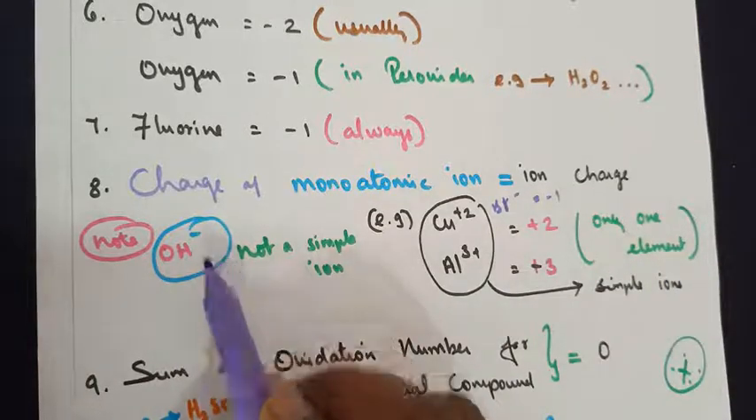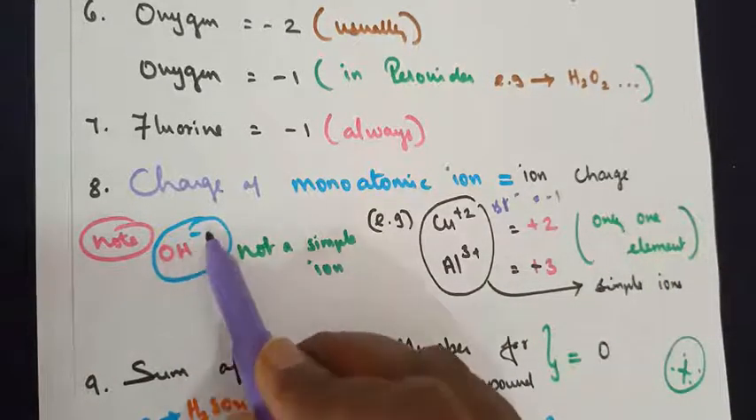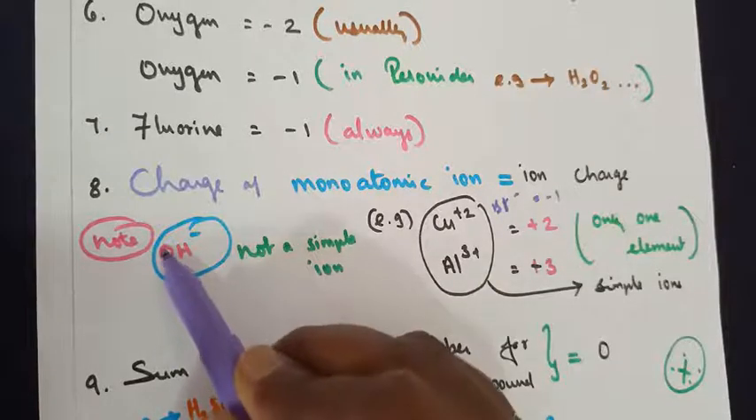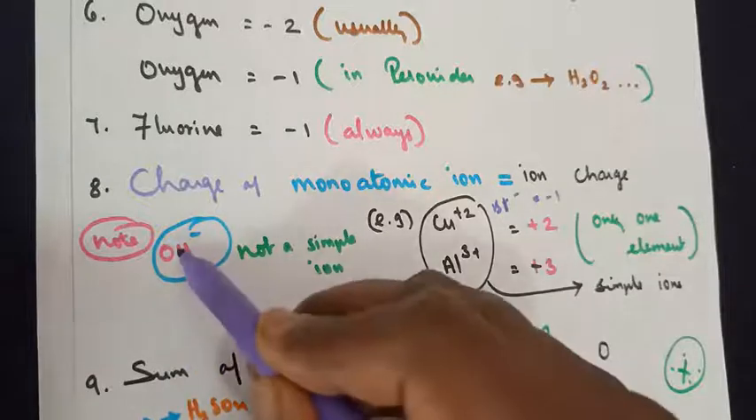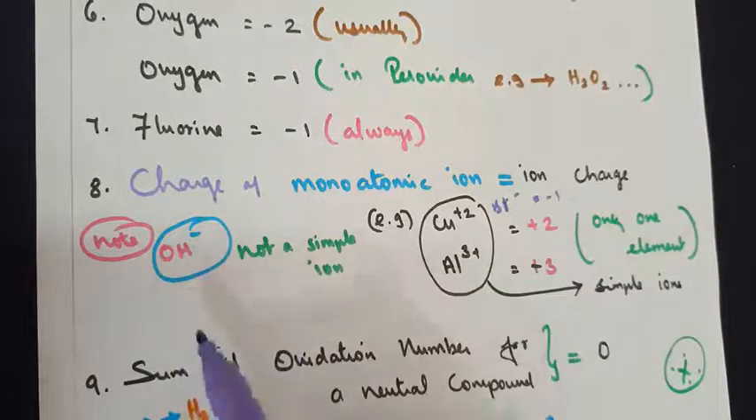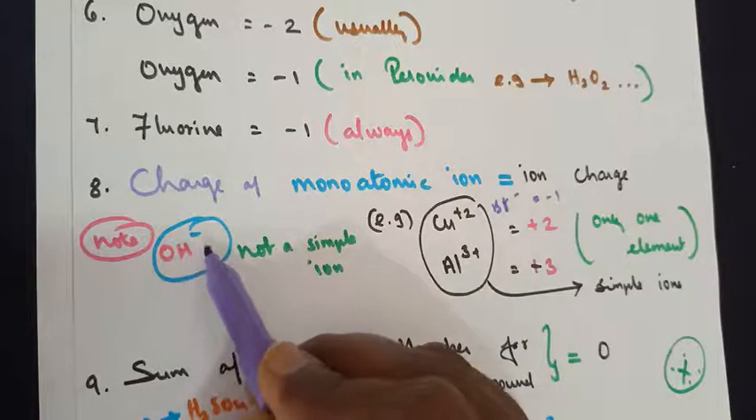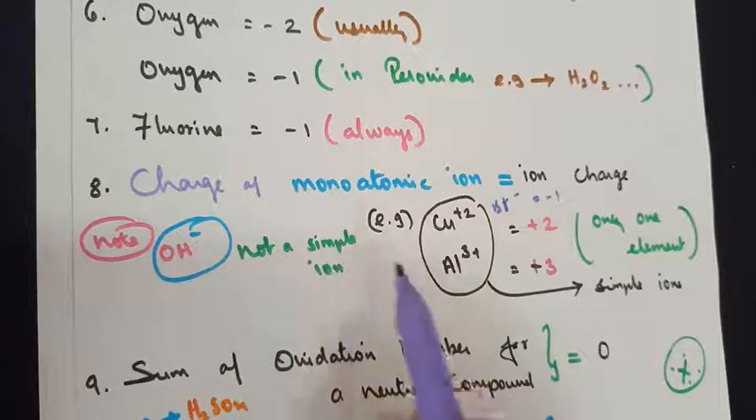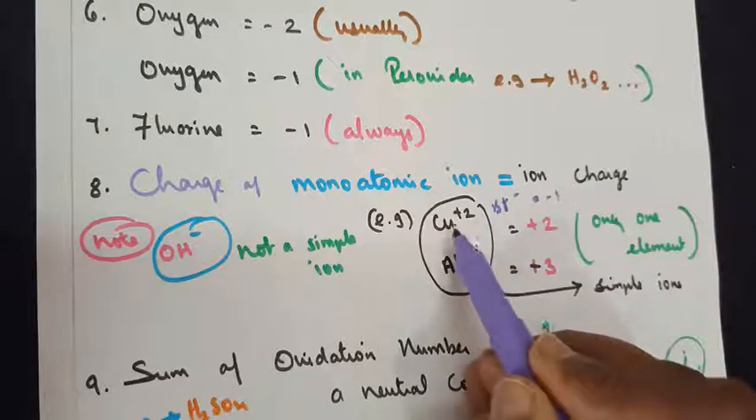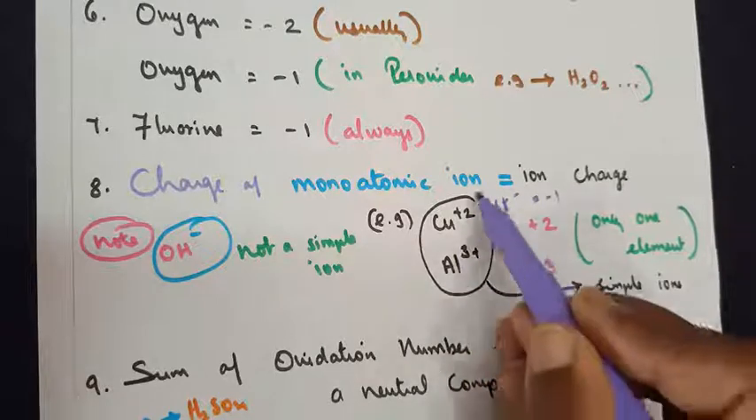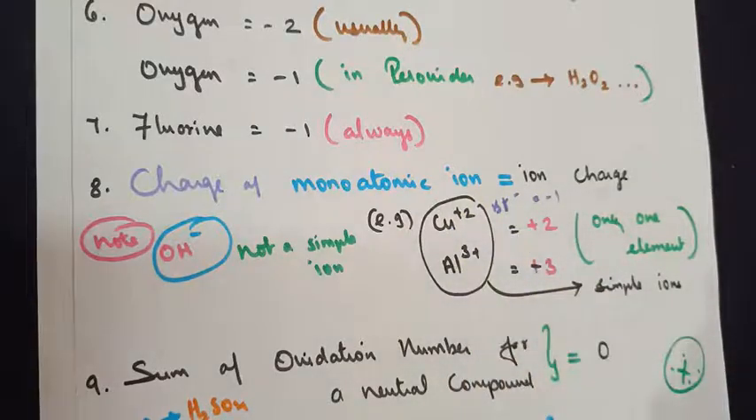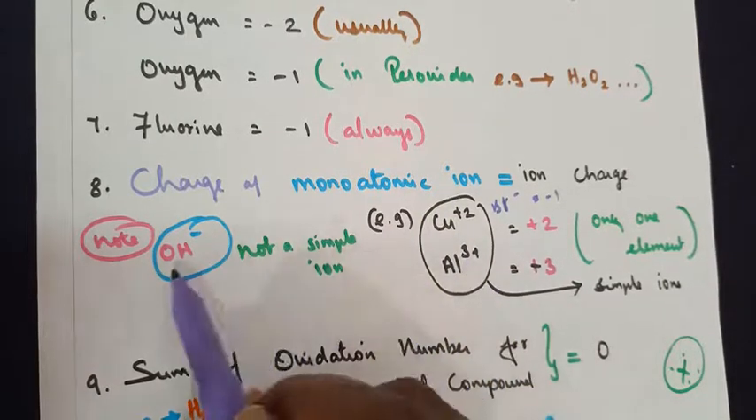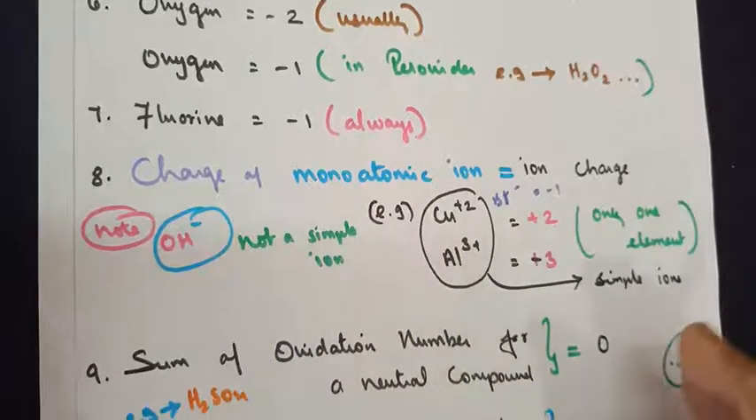Let's look at the OH− ion. Hydroxyl ion is a negative ion, you understand. But if you look at it, oxygen is one type of element and hydrogen is another type of element. So two different elements are combining. So it's not a simple ion. When it comes to Br−, Cu2+, Al3+, they are called simple ions. So this rule is applicable only for a simple ion, not for the mixed category of ion.